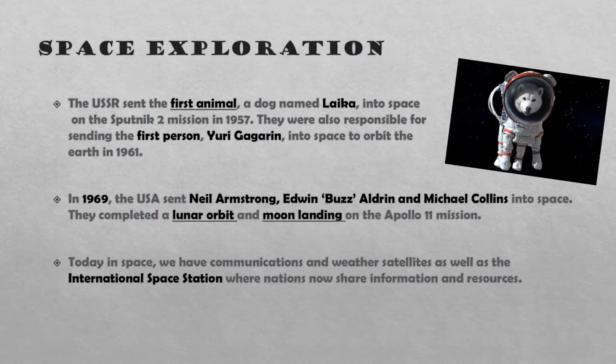In 1969, the USA sent Neil Armstrong, Edwin Buzz Aldrin and Michael Collins into space. They completed a lunar orbit and moon landing on the Apollo 11 mission. Today, in space we have communications and weather satellites, as well as the International Space Station, where nations now share information and resources.